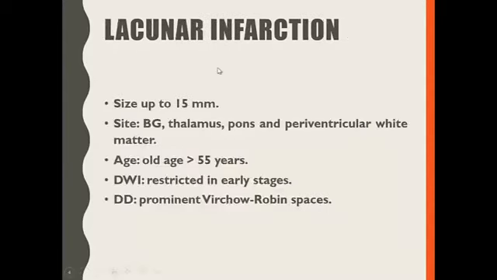Lacunar infarction is another type of infarction, which by size is less than 1.5 centimeters or 15 millimeters. It occurs at the basal ganglia, the thalamus, pons, and periventricular white matter, and mainly in elderly patients more than 55 years old. And you cannot differentiate acute from chronic lacunar infarction unless you do a diffusion weighted image to see the restricted diffusion.